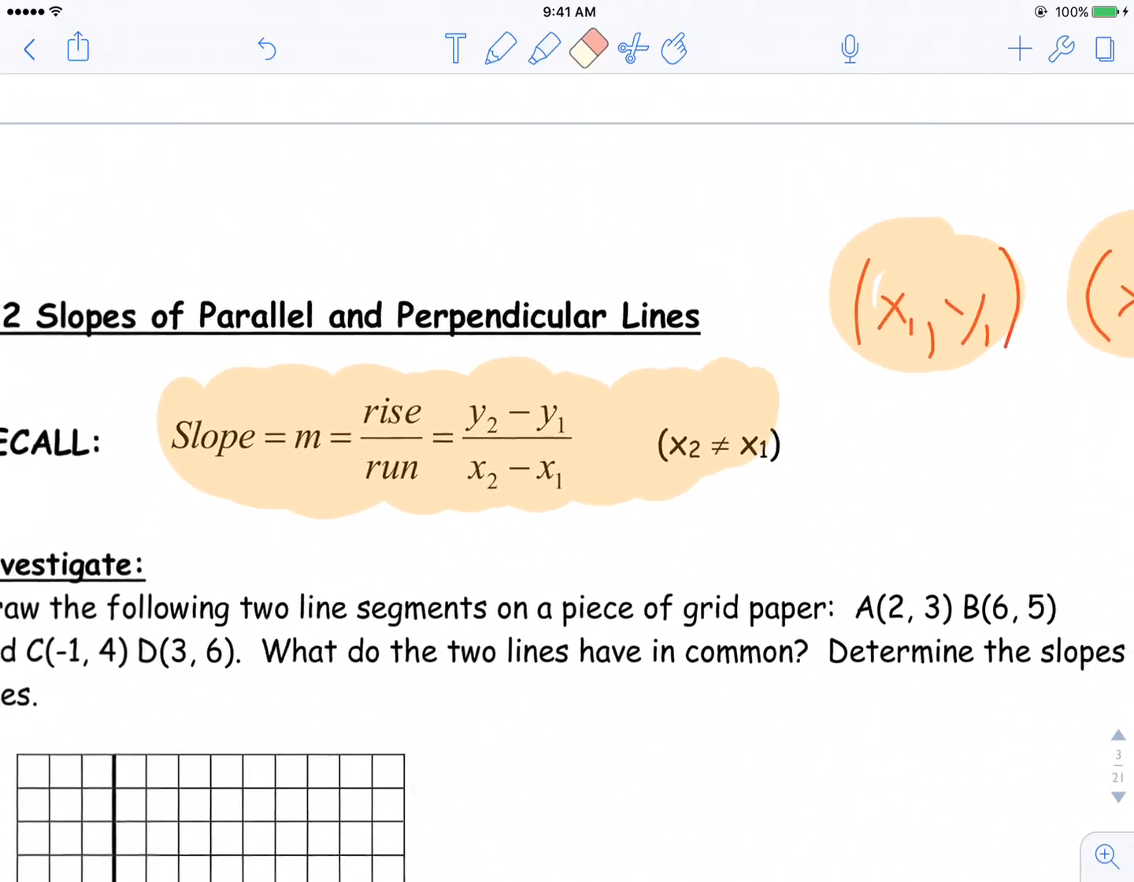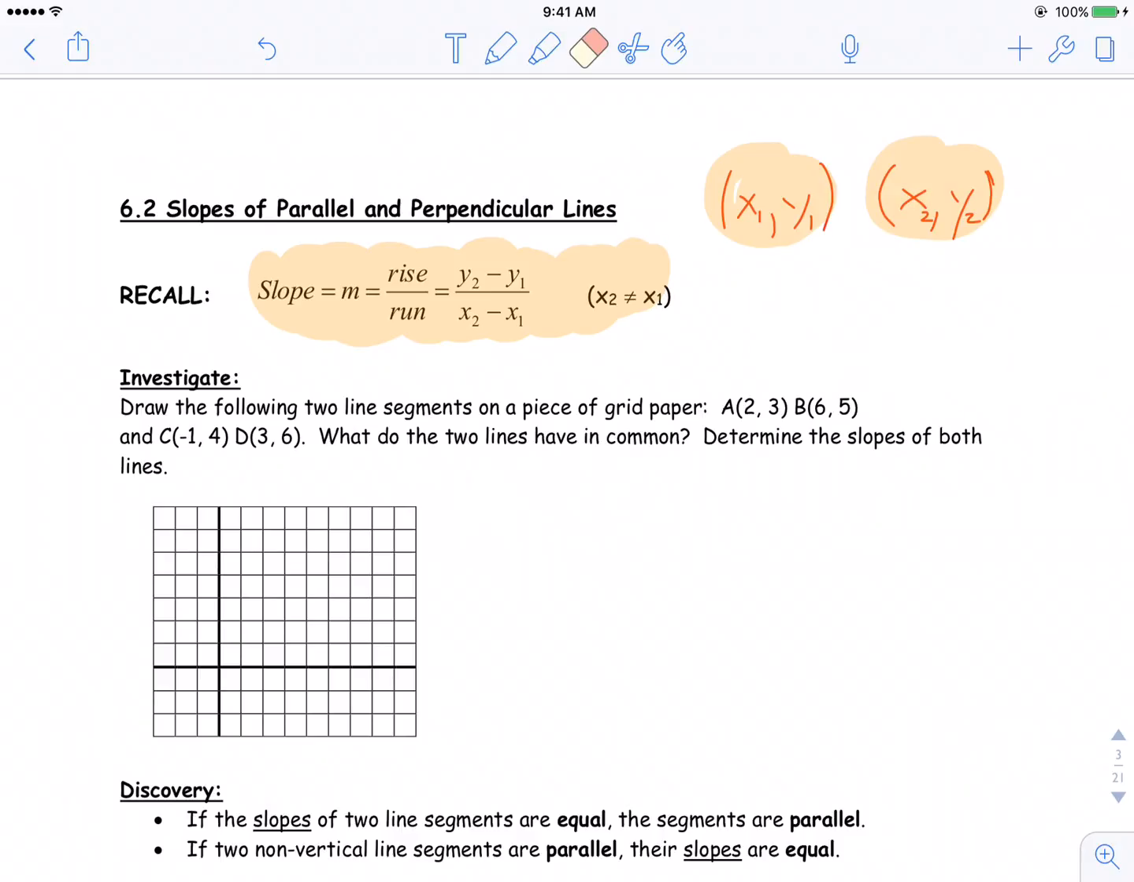Okay? So, quick investigation. Draw the following two line segments on a piece of grid paper provided below. A, which has coordinates 2, 3. B, which is 6, 5. C, negative 1, 4. D, 3, 6. What do the two lines have in common? Determine the slopes of both lines.